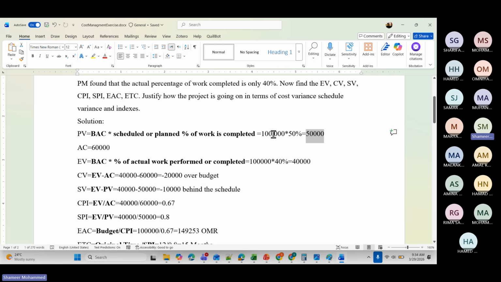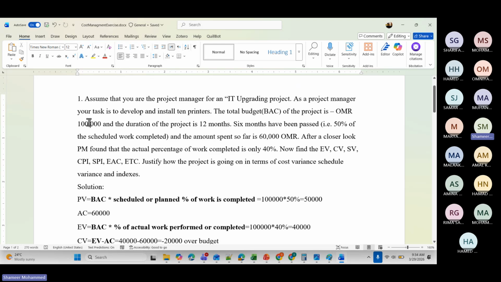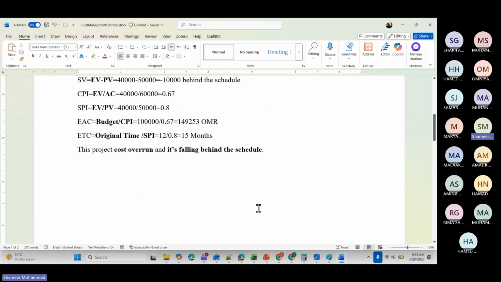So don't put these as dots, or don't directly multiply 100,000 into 50. You have to calculate the percentage. And also here you don't use a dot, because I say comma here. Some students will use comma or dot wrongly. This will take you to some other answer. So you will lose more marks instead of scoring.